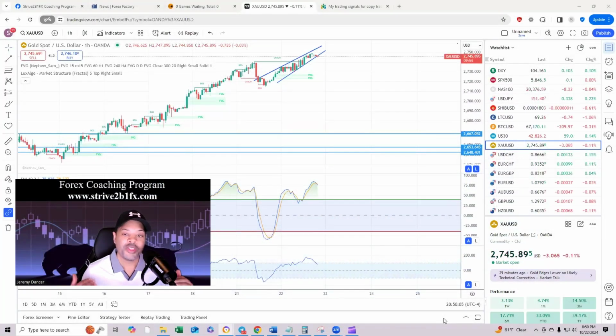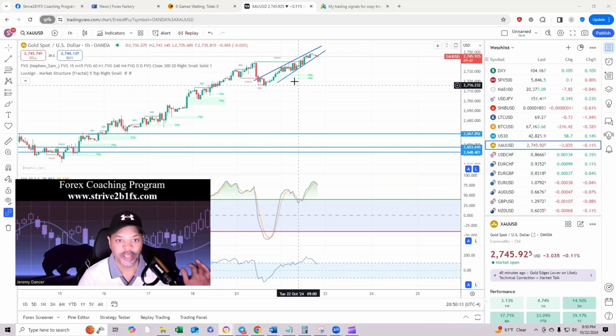Okay, everybody, for this first example, we're going to take a look at gold. And when it comes to drawing your lines, be as objective as possible. This is not about drawing what you want to see happen. This is about drawing what you see.